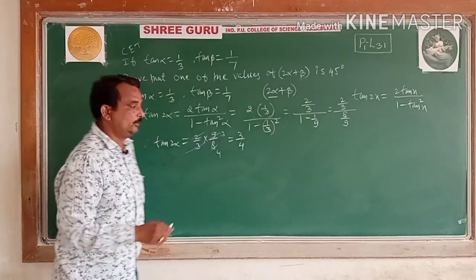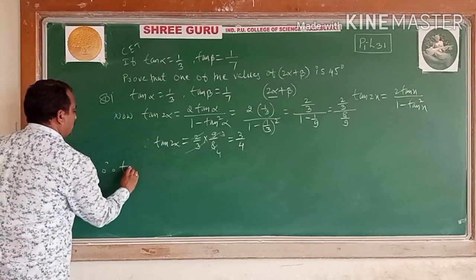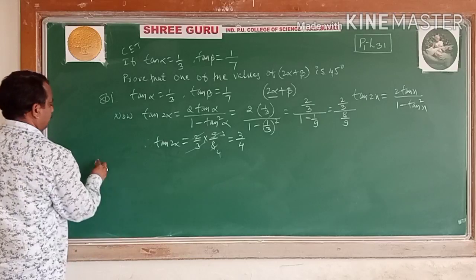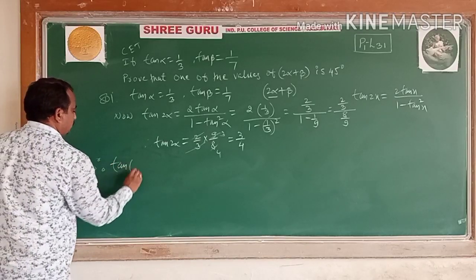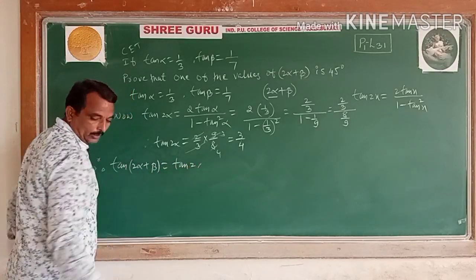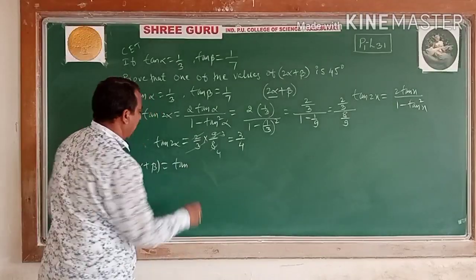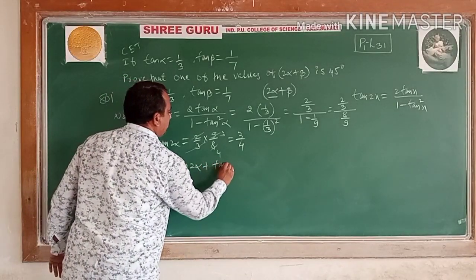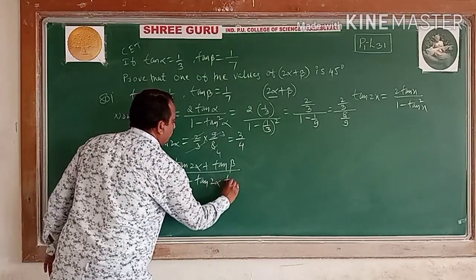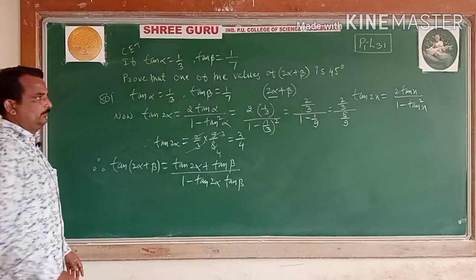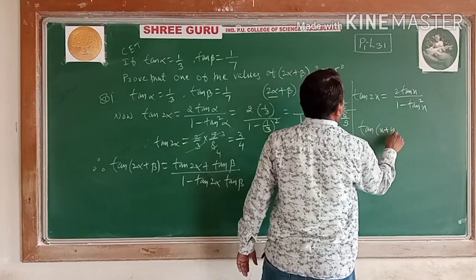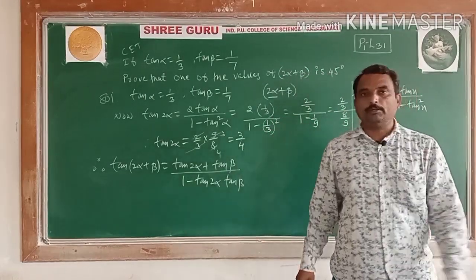What do you have to find? 2 alpha plus beta I have to find. Therefore tan of 2 alpha plus beta is equal to tan 2 alpha plus tan beta divided by 1 minus tan 2 alpha into tan beta. This is the tan of x plus y formula.